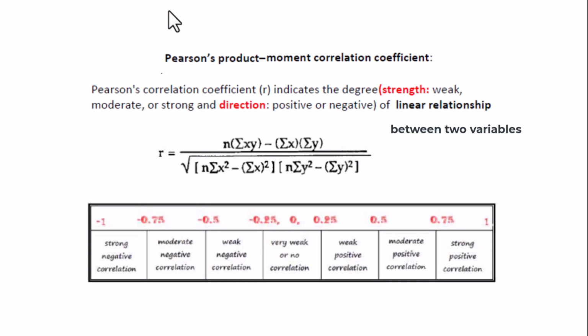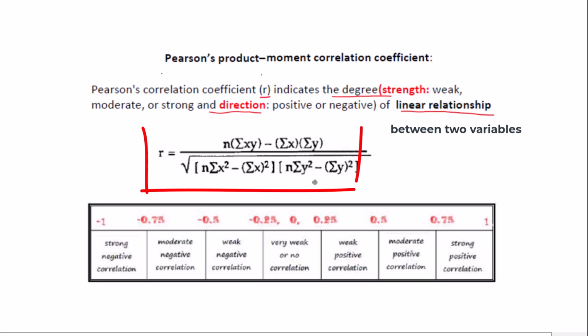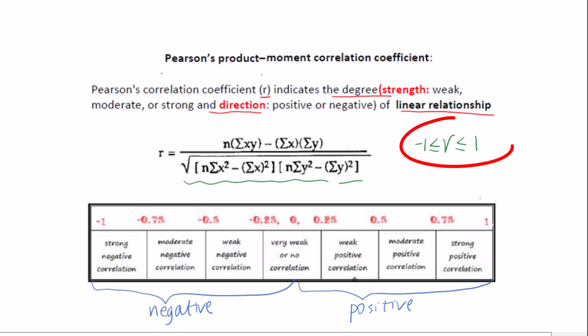Let's talk about Pearson's product moment correlation coefficient. Pearson's correlation coefficient r indicates the degree and direction of a linear relationship between two variables. So when you describe Pearson's correlation coefficient, you have to say its strength and direction. This is the formula for Pearson's correlation coefficient. The value for r is between -1 and 1.